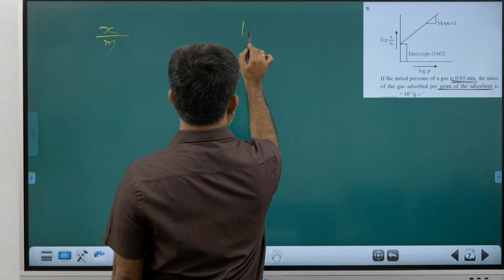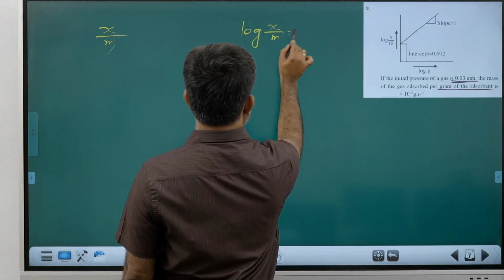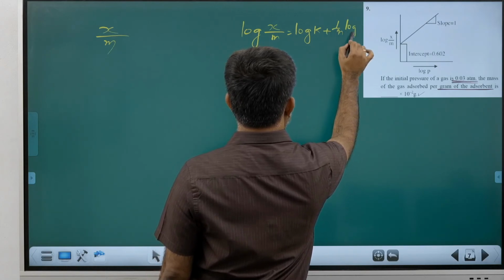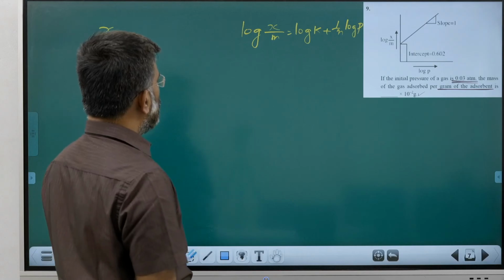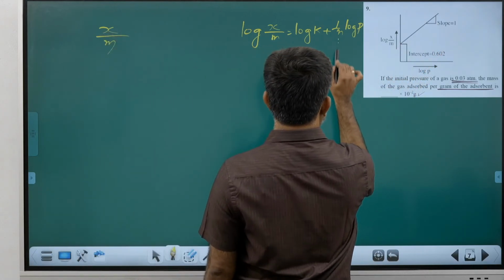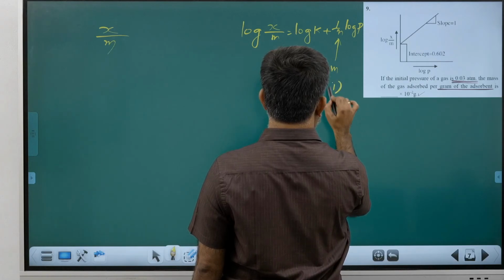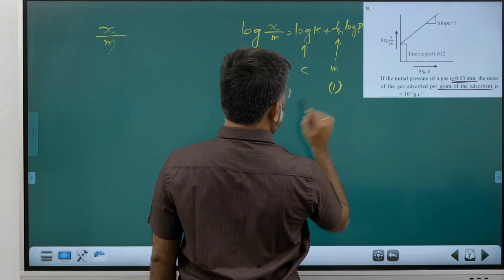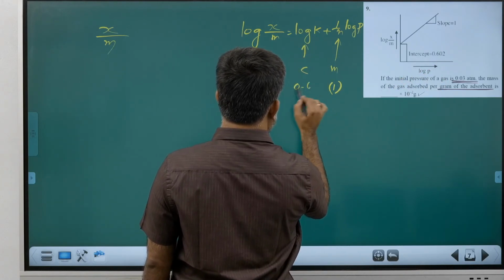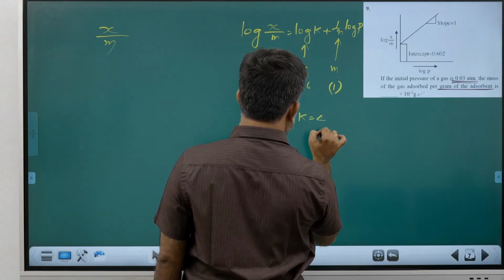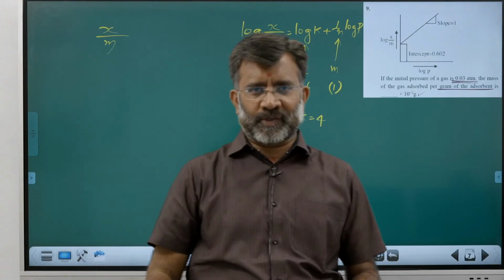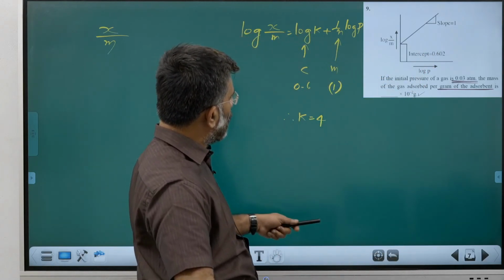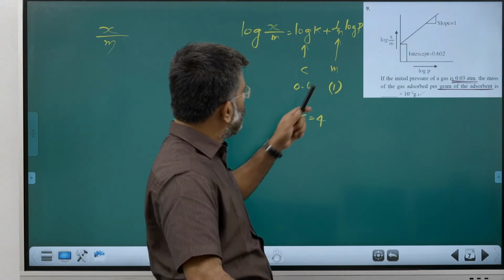See, here it is given log x by m equal to log k plus 1 by n log p. This is the formula. So slope of the line given 1. That means 1 by n is equal to 1. And y-intercept, this is given as 0.6. Therefore, k equal to 4. Log of 4 is 0.6. Right? So from the y-intercept data, we can understand what is k value. From the slope given, we can understand what is 1 by n.